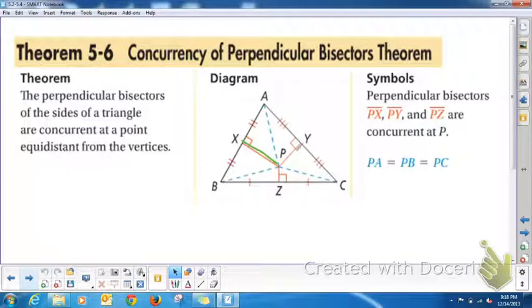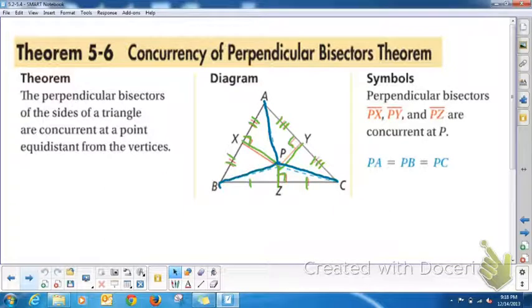XP, YP, and ZP are all perpendicular bisectors of this triangle ABC. They're perpendicular to the side and they cut the side in half. They are all equidistant from the angles. So the perpendicular bisectors are all equidistant from the vertices. So this segment PA is equal to this segment PC, which is equal to this segment PB.